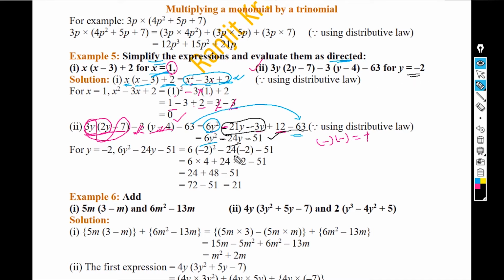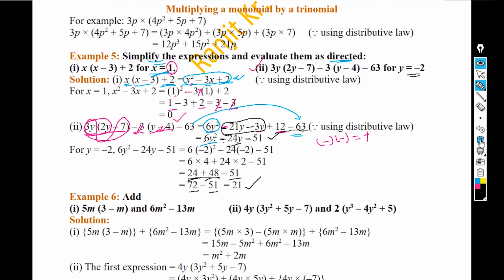Put y equal to minus 2 instead of y. On putting minus 2, here minus 2, minus into minus plus, 2 2s are 4, 4 6s are 24. Now you have to put y equal to minus 2, minus into minus plus, and 24 2s are 48, plus 48 minus 51. These two are positive. Add these two, you will get 72, and minus 51 becomes 21, is the answer.